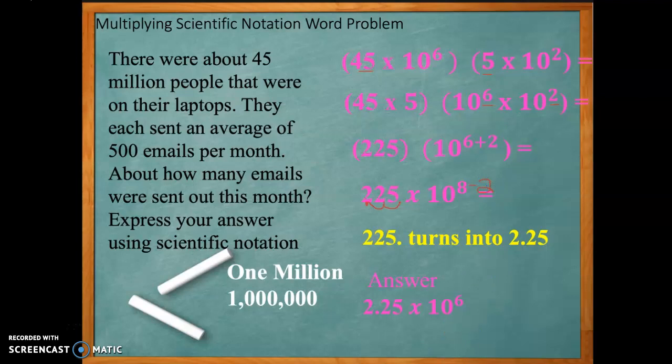Okay, let's try one more. If you haven't, actually pause the video and write this example in your notebook. There is going to be a word problem on your final. This would be a good one to practice. I'm going to give you one more, and then I'm going to give you one on the Peer Deck slide.